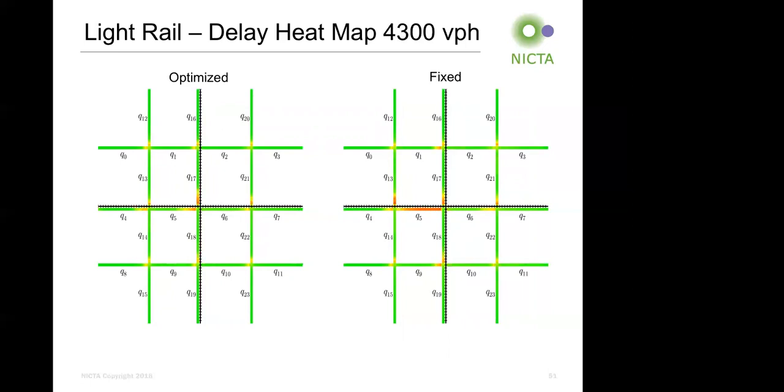And if we increase the volume of traffic to 4,300 vehicles per hour, you can see that as I do that, there's very little change in delay for the optimized controller, but a huge increase in delay for the fixed controller. Same volume of traffic.